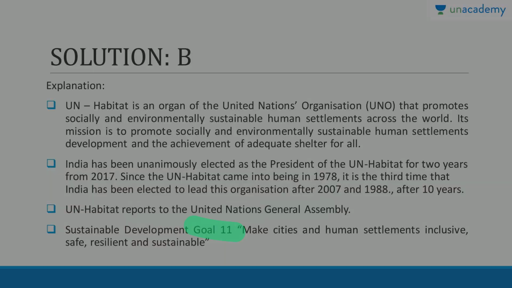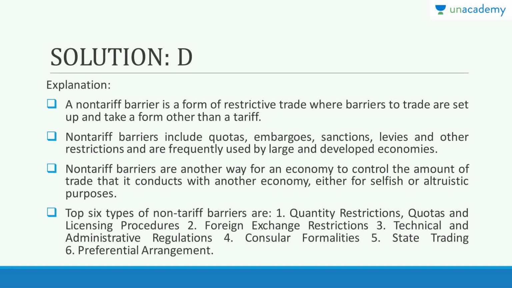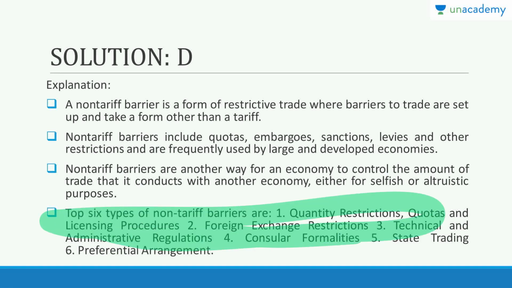Which of the following is a non-tariff trade barrier? Quantity restriction, yes. Foreign exchange restriction, yes. Preferential arrangement, yes. Quotas and license, yes. So there are top 6 types of barriers. The 5th is state trading, and the 6th is preferential arrangement and consular formalities. So you can read all 6 here. It is very important for you to remember these 6.